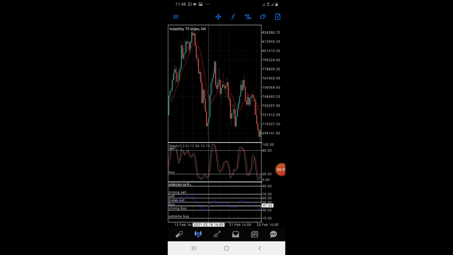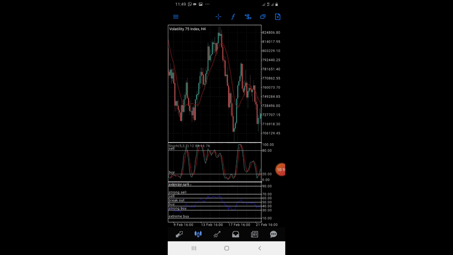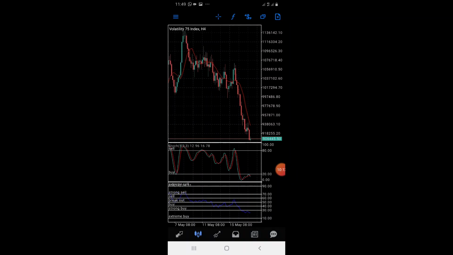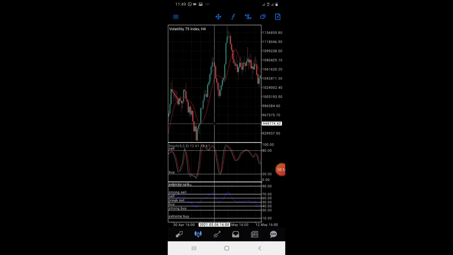We're also on the RSI, we're still in the buy region, and at this point you enter into a buy trade, and as you can see, we went all the way up. So that's how this one works for buy trades. For sell trades, it's pretty much the opposite.